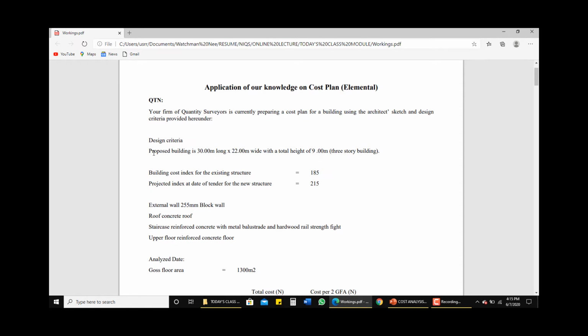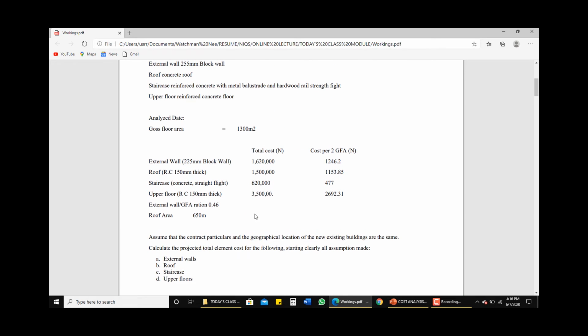So the design criteria: the proposed building is 30 meters long and 22 meters wide with a total height of 9 meters, which is a three-story building. The building cost index for the existing structure is 185, and the projected index at date of tender for the new structure is 215. So let's leave all this, because it's just for the sake of illustration of what I've spoken about on building cost index and its application. So let's go down here where it is applied.